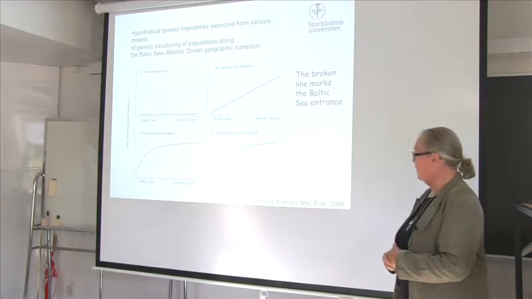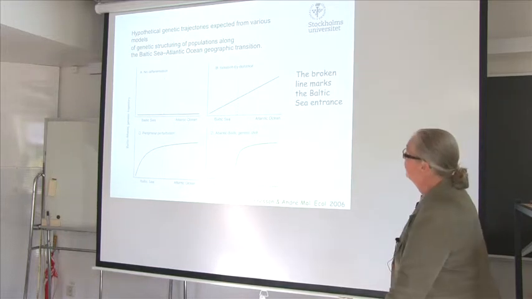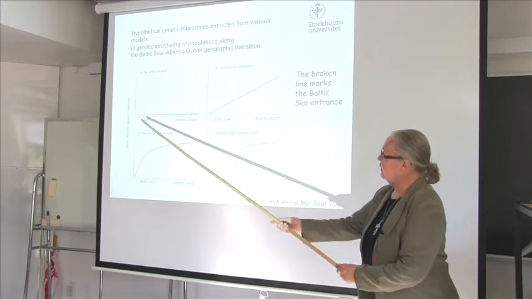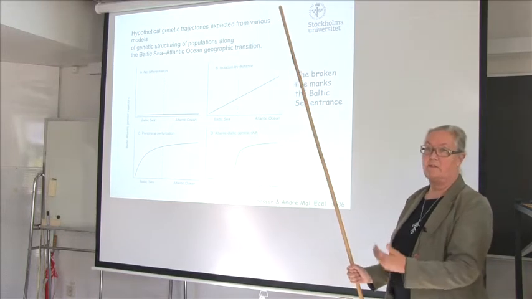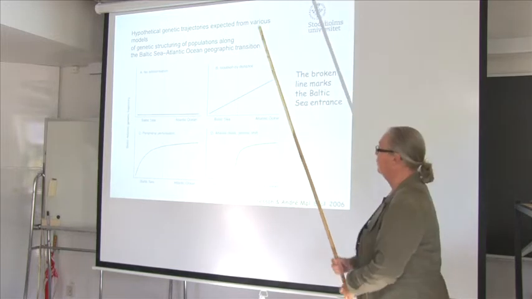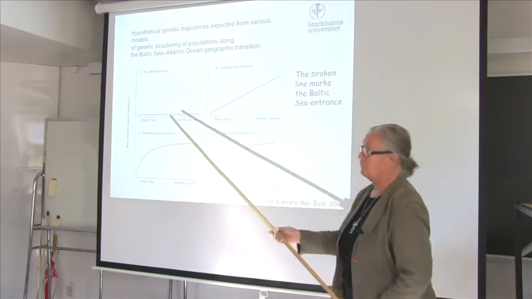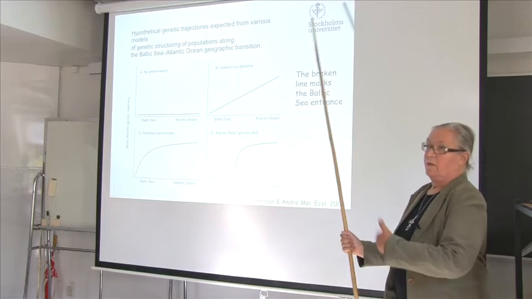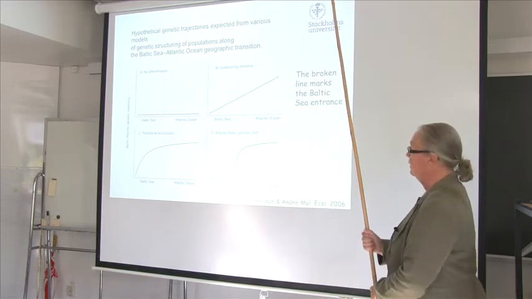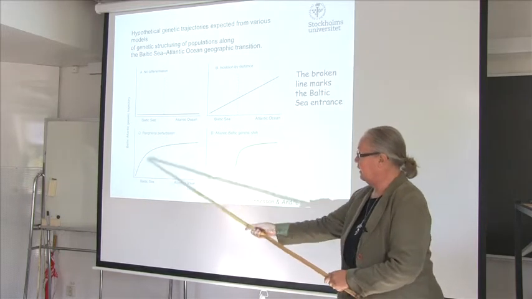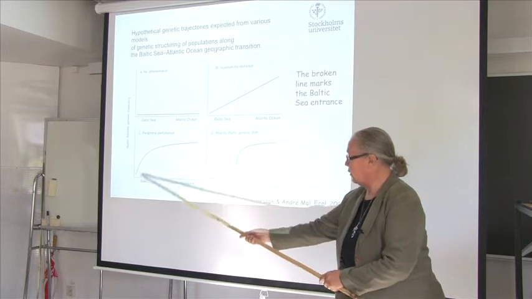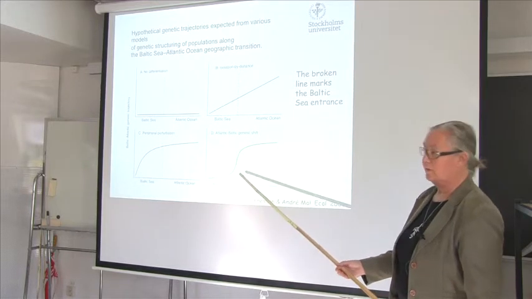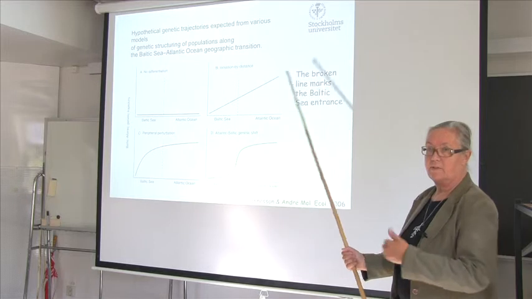This is a paper from some years ago by Johannesson and André, which shows the Baltic Sea here and the Atlantic Ocean, and these lines are just general speculation on how an organism could react entering the Baltic Sea. There could be no genetic differentiation. You could have a slow isolation by distance, so that you get less and less genetic variability. It could be some specific factor that really disturbs the species and it drops quite strongly, or we can have a genetic shift which is very distinct in between, and this would be in the Öresund area, where we have this large drop in salinity.